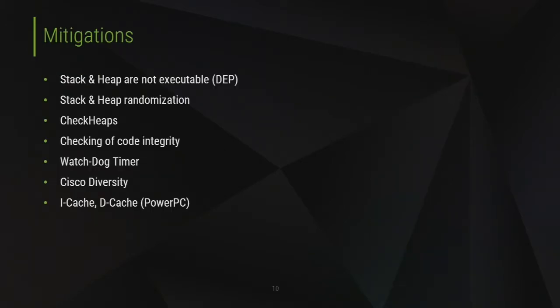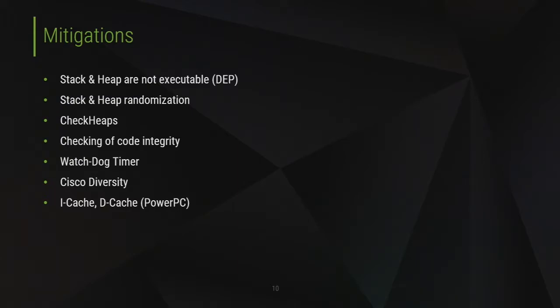Before we start exploitation, let's find out what mitigations there are in Cisco IOS. Sure, some of the listed mitigations are not mitigations in the full sense of the word, but still they do complicate exploitation. Data execution prevention: stack, heap, and IO memory are not executable. Stack and heap randomization.